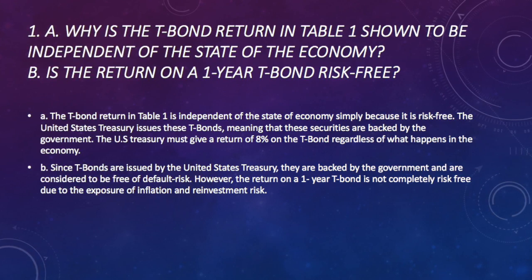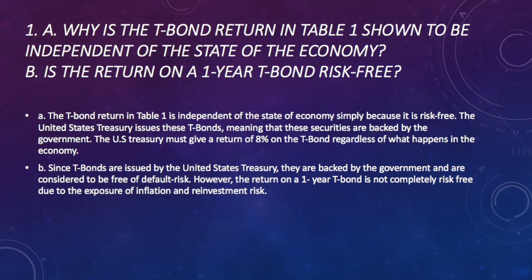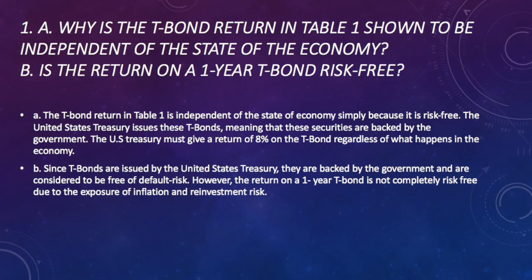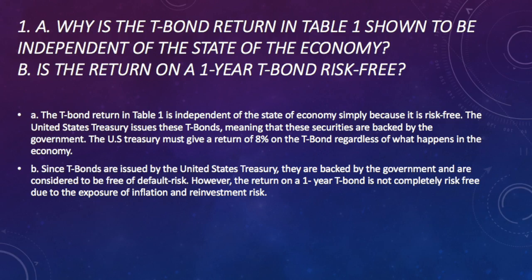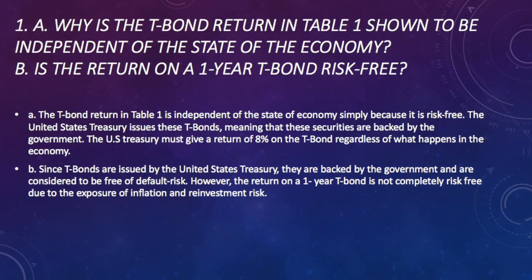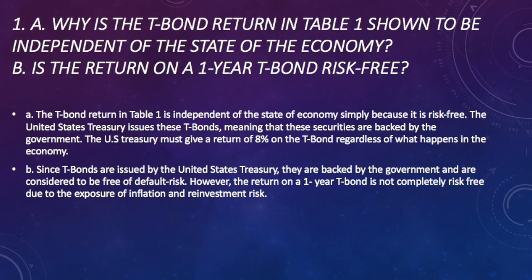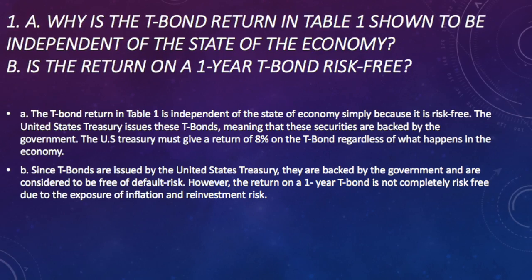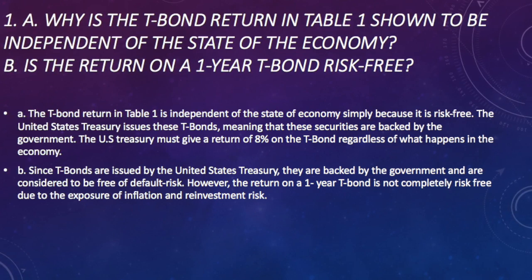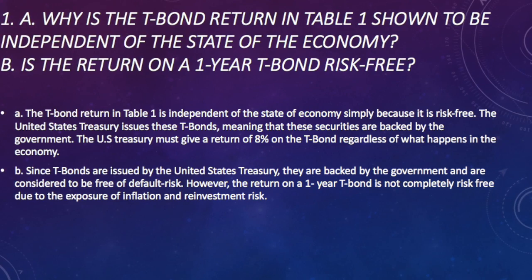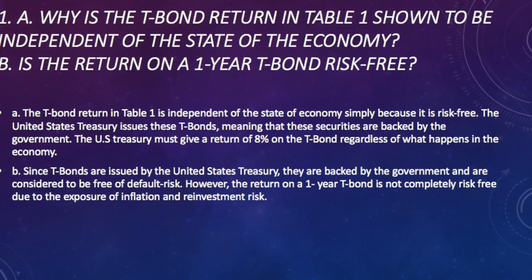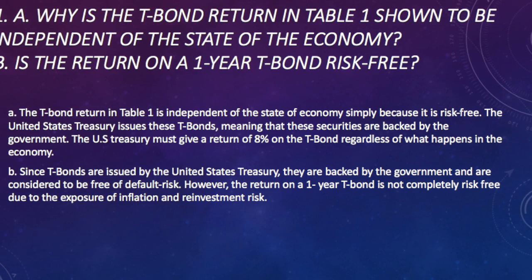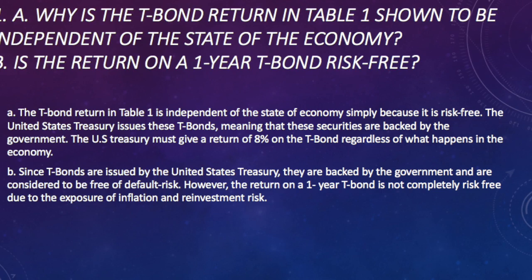Now, the T-bond return in Table 1 is independent from the state of the economy simply because it's risk-free. The U.S. Treasury issues these T-bonds, meaning that these securities are backed by the government. So the U.S. Treasury must give a return of 8%, regardless of the state of the economy. Because they're backed by the government, T-bonds are considered to be free from default risk. However, they're not completely risk-free due to the exposure to inflation and the existence of reinvestment risk.